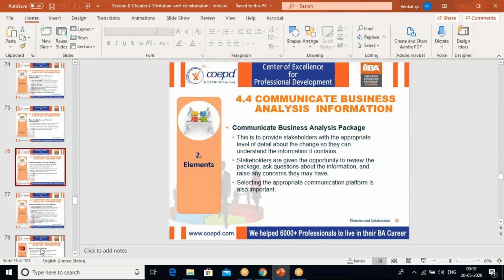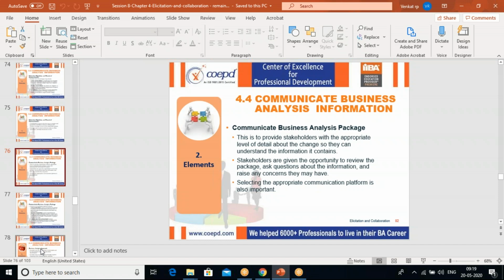And the second element here is communicate business analysis package. That means first we have drawn it and then we are now doing it. The purpose of communicating this business analysis package or information is to provide stakeholders with an appropriate level of detail about the change so that they can understand the information it contains. Here the stakeholders are given the opportunity to review the package, ask questions about the information, and raise any concerns they may have.